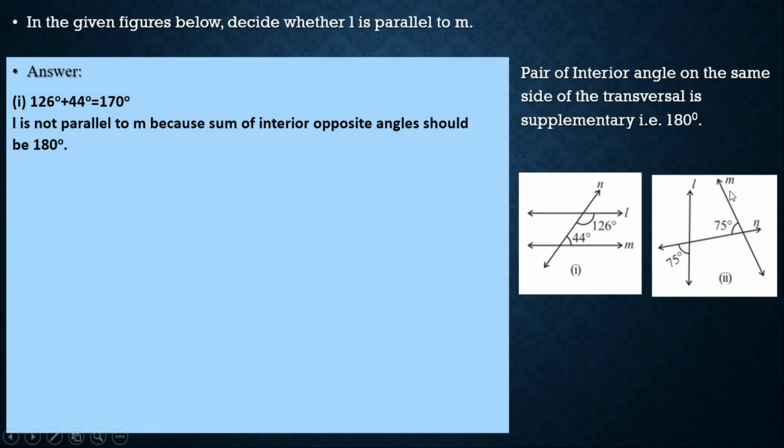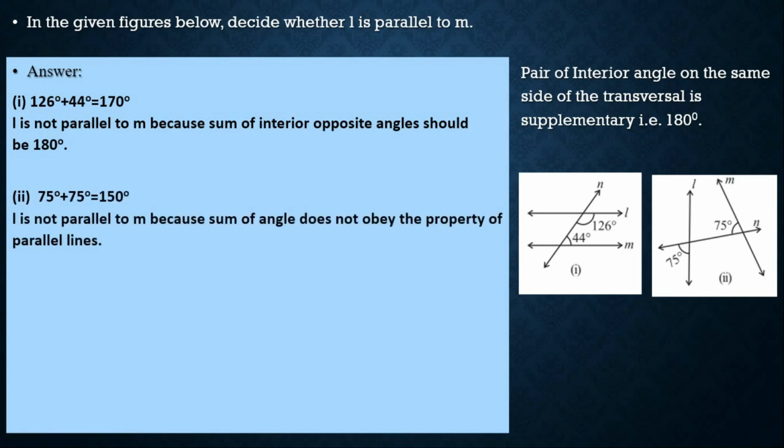Now, line L and line M, one interior angle is given, that is 75 degree, and we have to find this interior angle. If this exterior angle is 75 degree, then this angle will be 75 degree, because they are vertically opposite angles. Now we will add this 75 degree and this 75 degree, and we will see if we are getting the answer as 180 degree. If we are getting the answer as 180 degree, then these two lines will be parallel lines. So let us check.